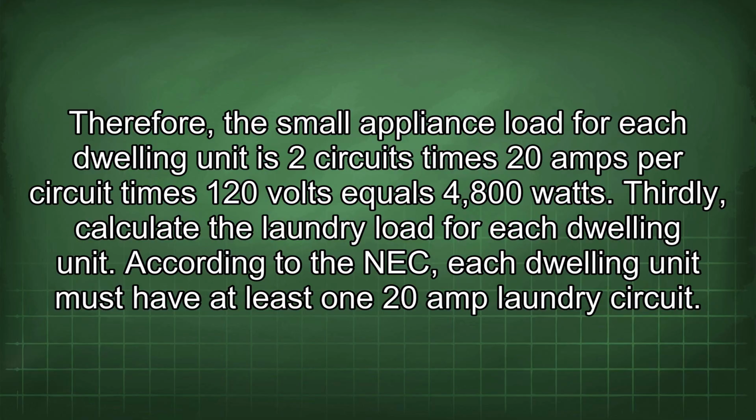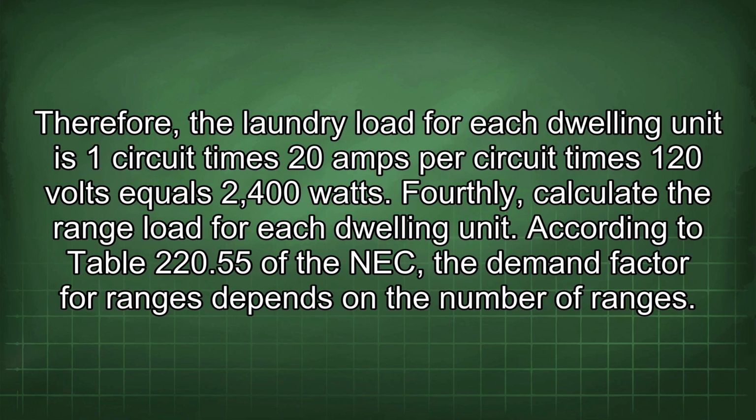Thirdly, calculate the laundry load for each dwelling unit. According to the NEC, each dwelling unit must have at least 1 20-amp laundry circuit. Therefore, the laundry load for each dwelling unit is 1 circuit times 20 amps per circuit times 120 volts equals 2,400 watts.